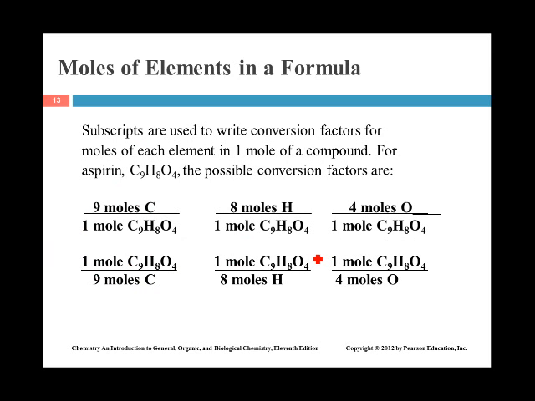Which means we could actually then use those numbers in the subscripts themselves in the molecule as part of a conversion factor. For instance, for every 1 mole of aspirin, we need 9 moles of carbon. For every 1 mole of aspirin, we need 4 moles of oxygen.